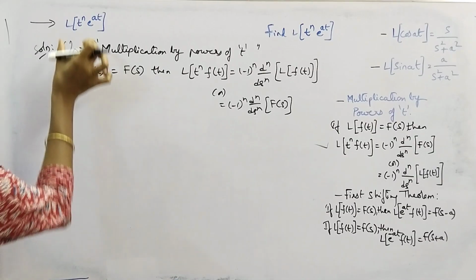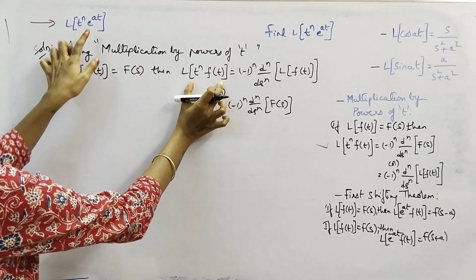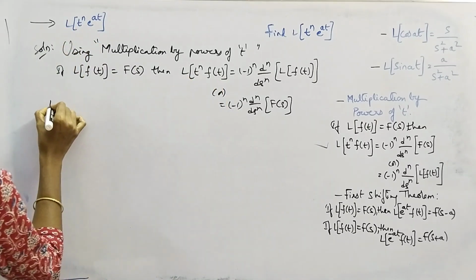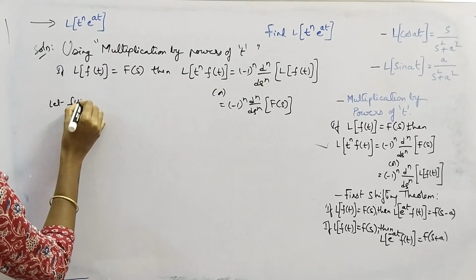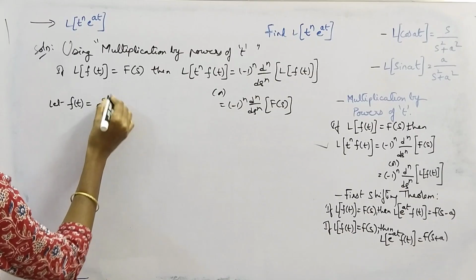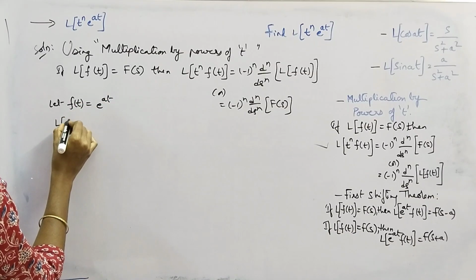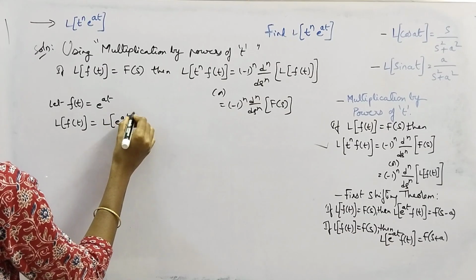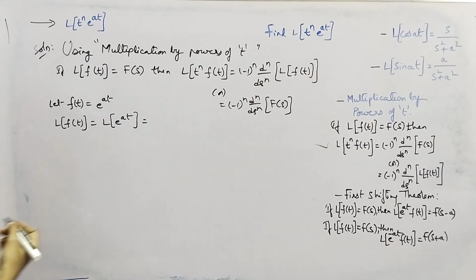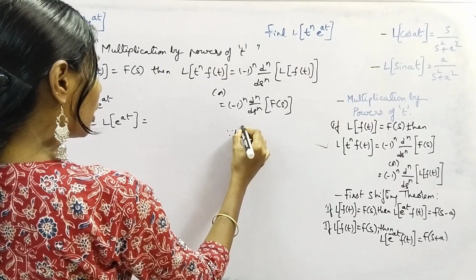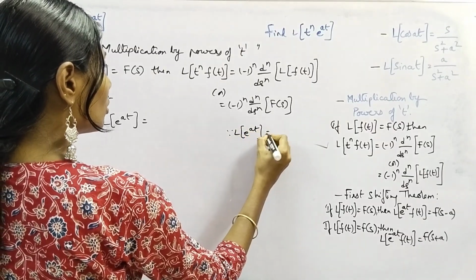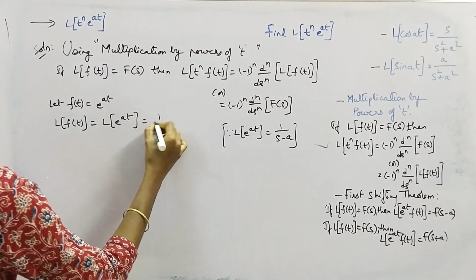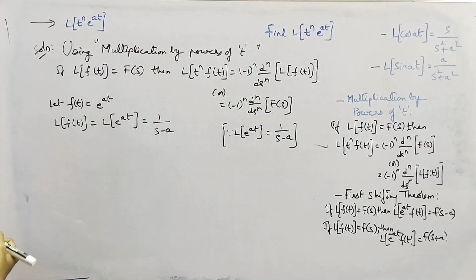Let's see, just compare these two. Let f of t equal to e power at. Now find L of f of t, that is L of e power at. We know that L of e power at is equal to 1 by s minus a. We all know this formula, just use this formula here.